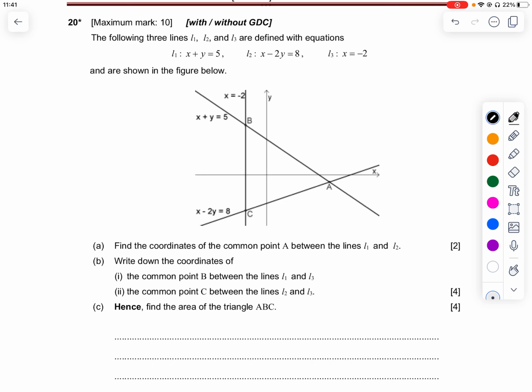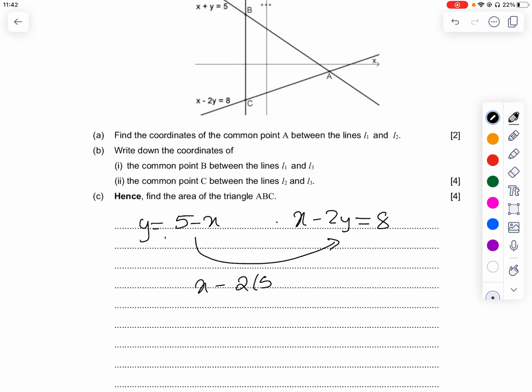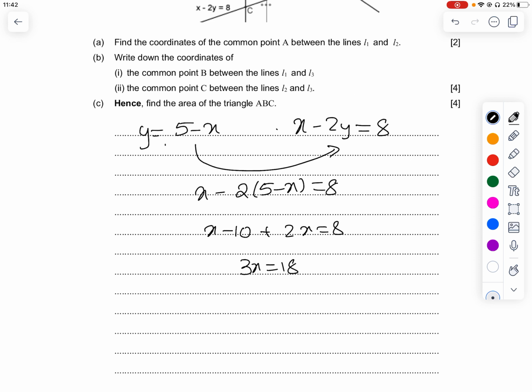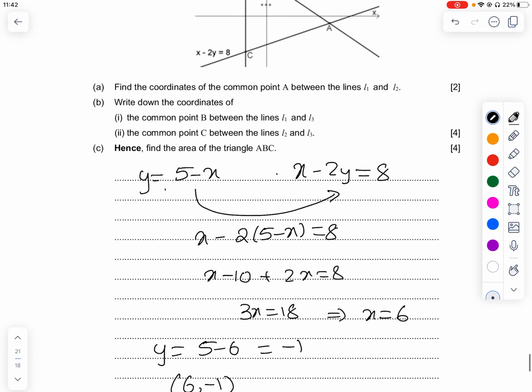The lines L1, L2, L3 are given. Find the common point A on the lines L1 and L2. So y equals 5 minus x for L1. For L2, I can plug in the y value. So therefore, x minus 2 times (5 minus x) equals 8. x minus 10 plus 2x equals 8. So 3x equals 18, which gives me x equals 6. So plug in x equals 6. So y equals 5 minus 6, which is negative 1. So what is that point? (6, negative 1) is going to be the point.